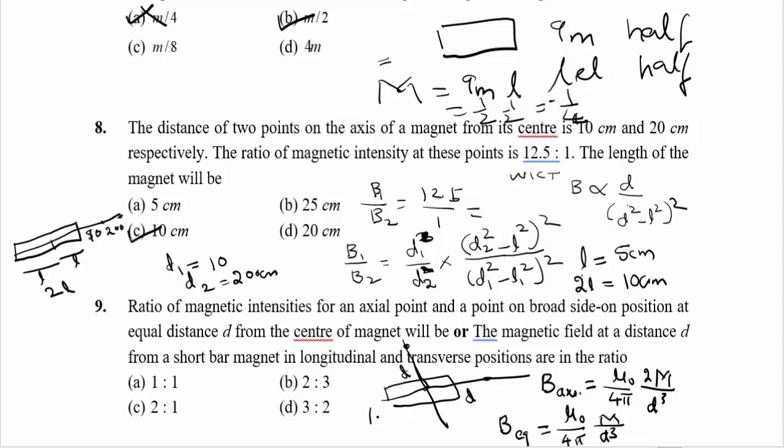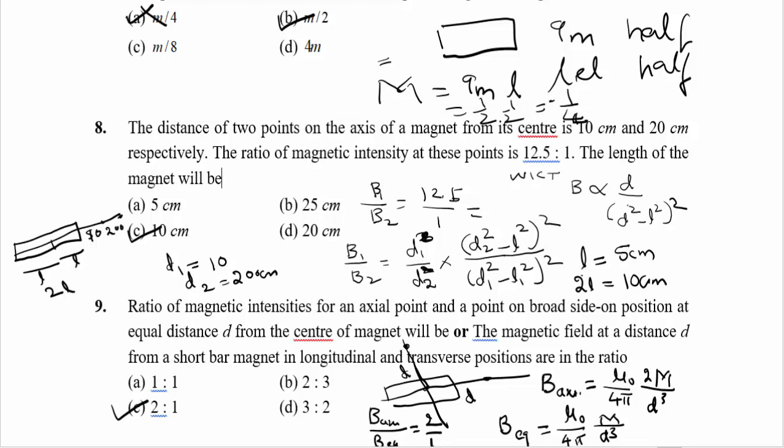So remember this: B axial divided by B equatorial is written as 2:1, so the option is C. C is the correct option. You have to remember this formula forever: B axial to B equatorial is 2:1.